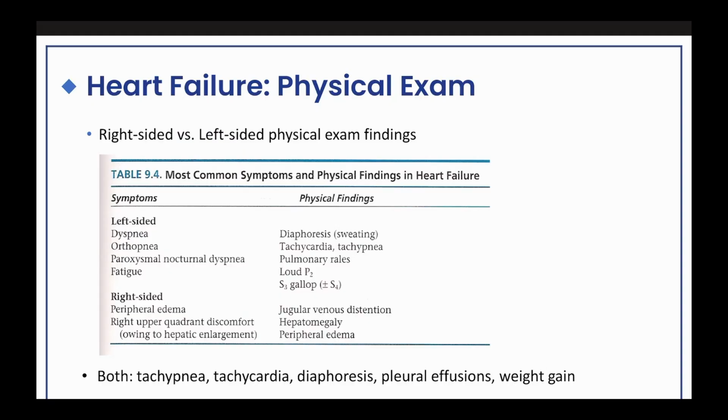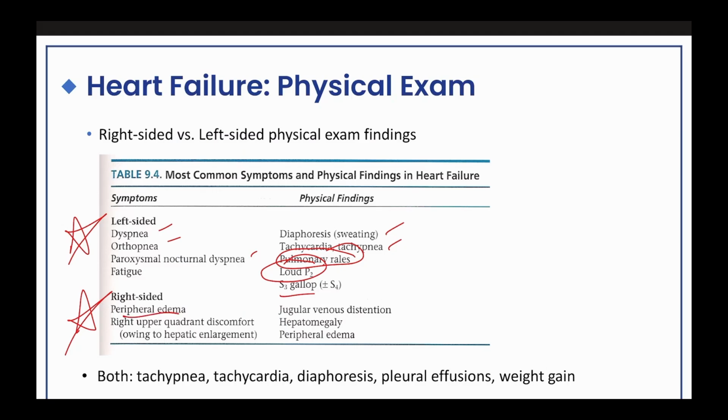Physical exam findings. Very important to differentiate left-sided versus the right side. This should be a review from pathophys. We did it a lot. Remember, with left-sided heart failure, the blood gets backed up where? The lungs. So you get dyspnea, orthopnea, PND because the blood is being congested in the lungs, causing those problems. Physical findings: sweating, tachycardia, pulmonary rales, loud P2 because of the volume. The right side of the heart now has to pump against all that extra pressure in the pulmonary system. May have an S3 gallop, may or may not have S4.